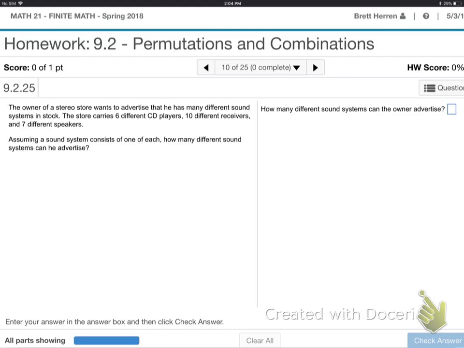Okay, the owner of a stereo store wants to advertise that he has many different sound systems in stock. The store carries 6 CD players, 10 receivers, 7 speakers. Assuming a sound system consists of one of each, how many different sound systems can he advertise? How many different setups are there, in other words?